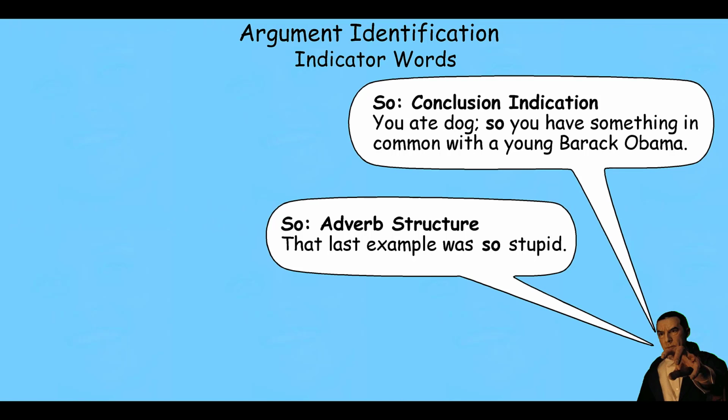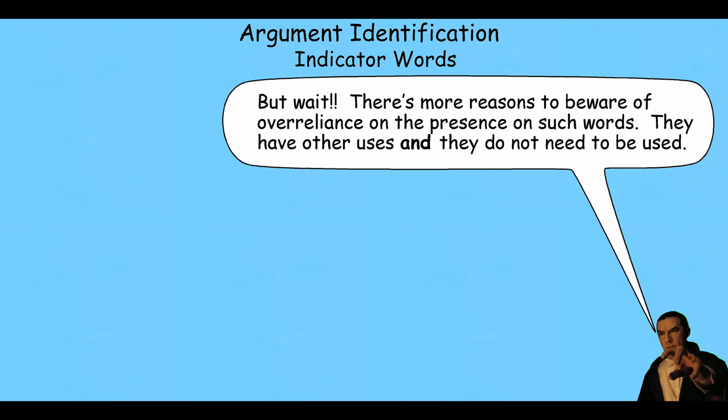However, so also has an adverb function. That last example was so stupid. In the second example, then, so doesn't function to indicate a conclusion. Rather, it functions to modify the verb phrase was stupid to indicate that it was very stupid or extremely stupid. The fact that premise and conclusion indicator words and phrases also serve other functions in the language gives us one reason to be careful about over-relying on their presence in diagnosing whether or not an argument is contained in a given bit of spoken or written language.